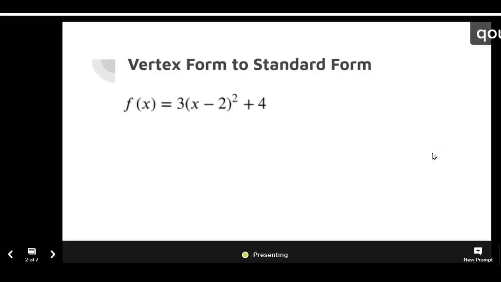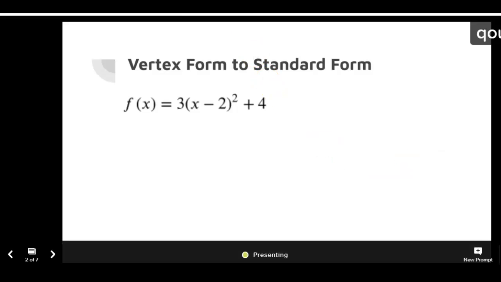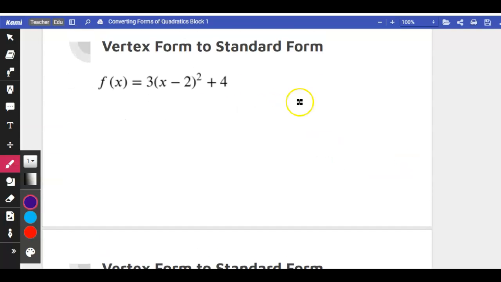Okay, so with your notes out in front of you, this is what you should be writing down. You're going to put this equation on your piece of paper and you're going to follow along with me on this one. So I'm going to write it in the CamiDoc.